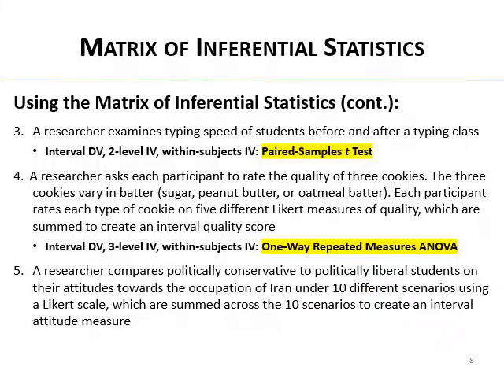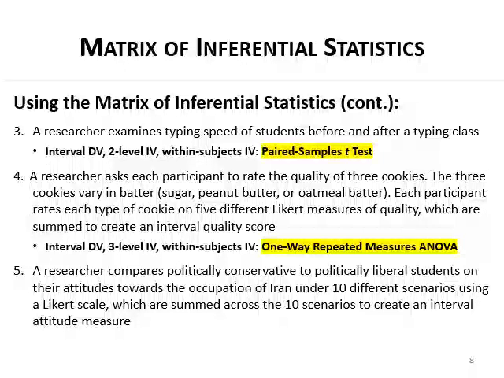How about a researcher compares politically conservative to politically liberal students on their attitudes towards the occupation of Iran under 10 different scenarios using a Likert scale, which are summed across the 10 scenarios to create an interval attitude measure. All right, so our DV is this interval attitude measure.